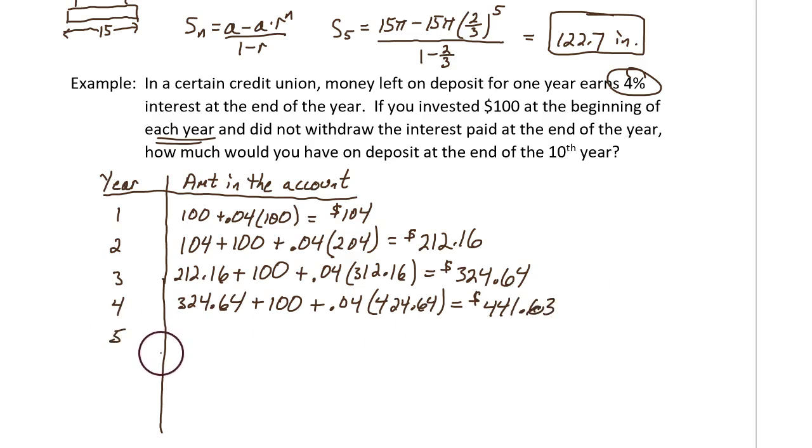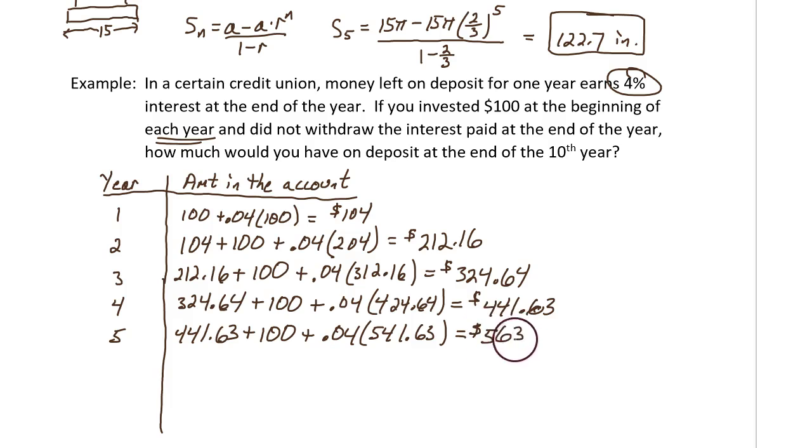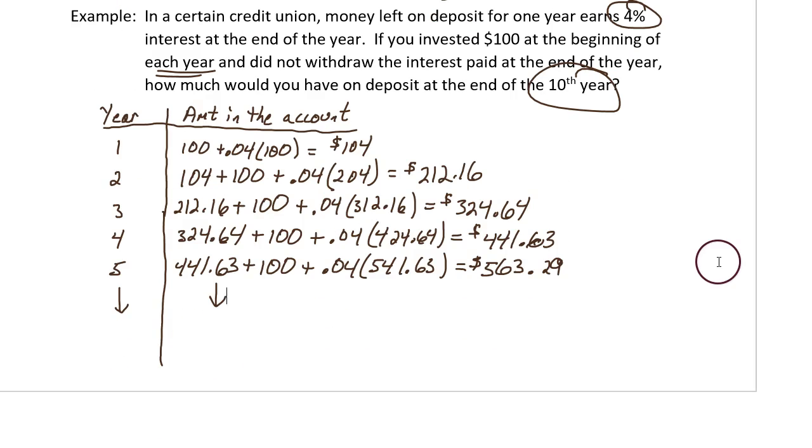Now the fifth year. The $441.63 is carried over, plus another $100, plus the interest earned. There's now $563.29 in the account. We're only to year 5, and we want to find the answer after the 10th year. So we need to keep going with this technique.